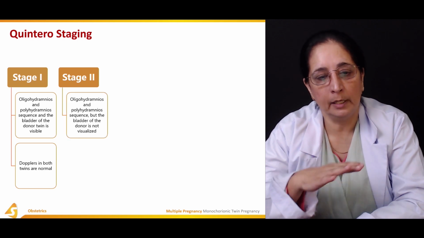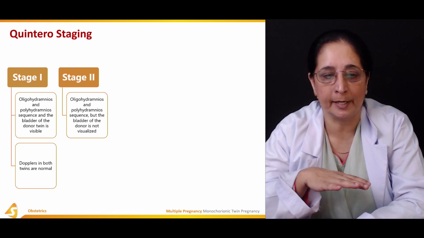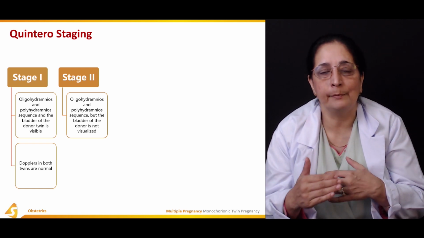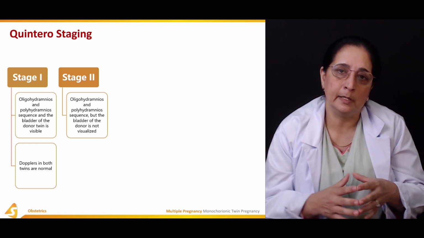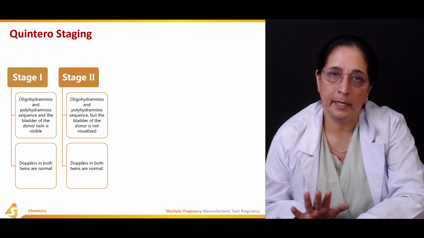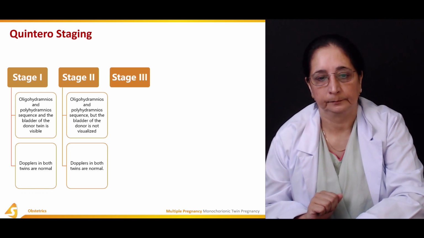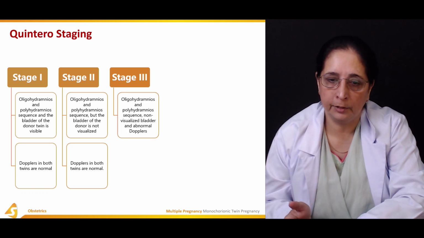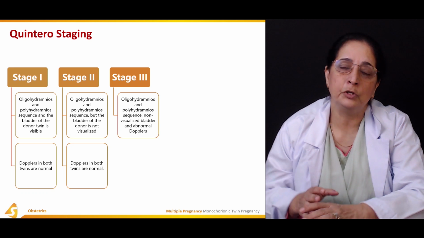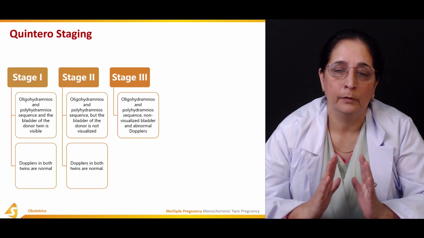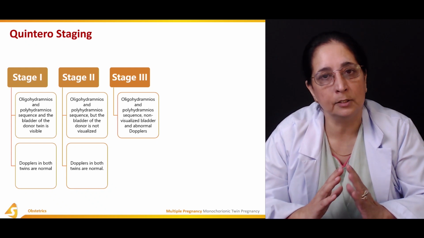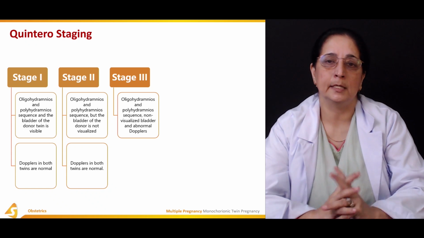Next, stage 2: the oligohydramnios, polyhydramnios sequence is present, but the bladder of the donor is not visible now. That's why we said there is discordant bladder appearance. So in the first stage the bladder is visible, and now in the second stage the bladder is not visible. Doppler is normal in both twins, even in stage 2. Now in stage 3, again the oligo and polyhydramnios sequence, non-visualized bladder, and now Dopplers become abnormal slowly. So in the first and second stages, Dopplers are normal. In the third stage, the bladder is not visible, and Doppler studies are also abnormal.